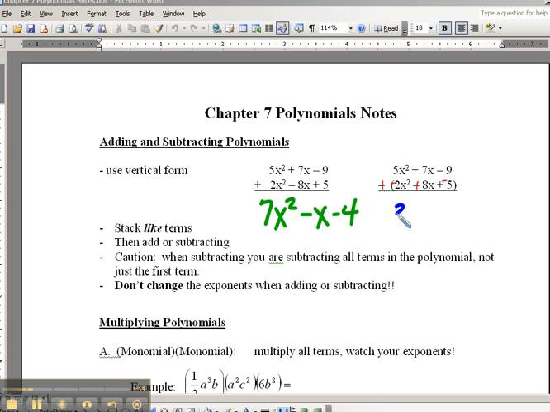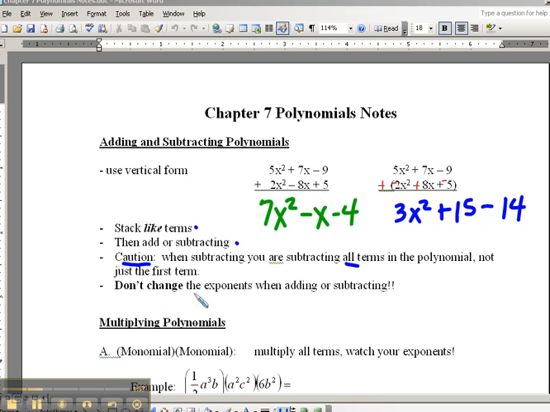Right here we've got 3x squared. When you put those together, you get 15x. And when you add those together, you get minus 14. Okay, so we stacked our like terms. We added and subtracted. Caution, when subtracting, you're subtracting all the terms in the polynomial, not just the first term. That's a big mistake I see.